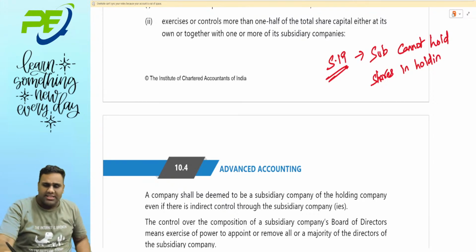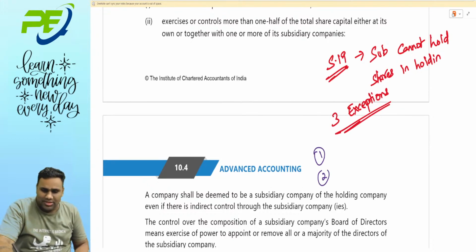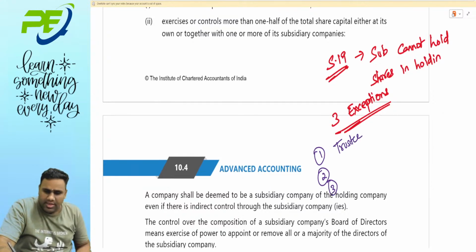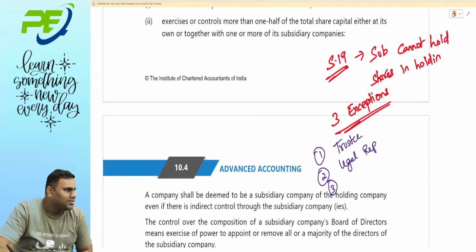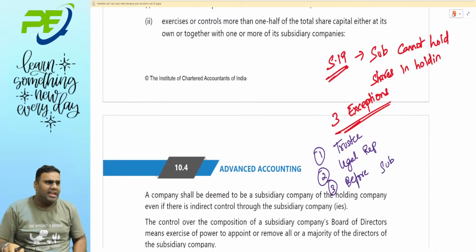Everyone, but there are three exceptions. In these three scenarios, subsidiary can hold. And you guys will tell me all those three. Very good. Trustee. Legal representative. Before subsidiary. Very good. So all these three examples, I'll give one by one.